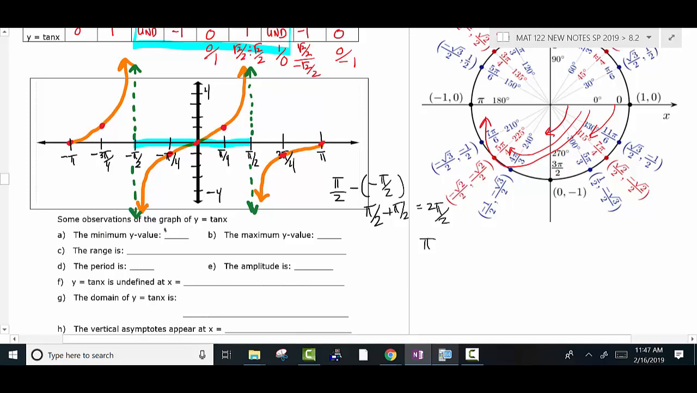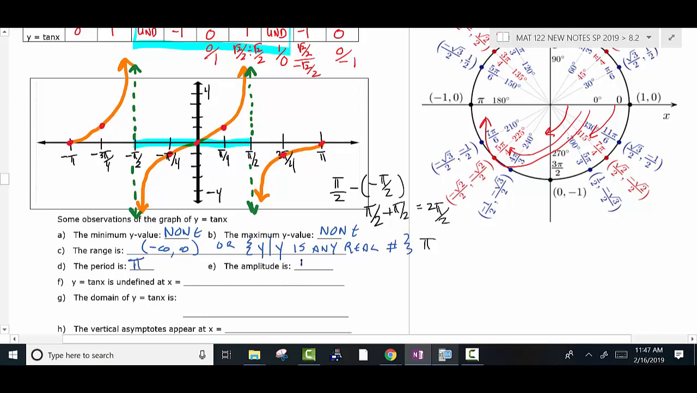There is no minimum y value on a tangent. There is not a maximum y value if you look at the graph we did. The range is all real numbers, so the tangent will always give you every single y value. There's no breaks, so that would just be negative infinity to infinity. Or if you wrote this in set builder, you would say set of y, and you'd just say y is any real number. Okay, you can abbreviate it like that if you want to. Okay, the period is pi.